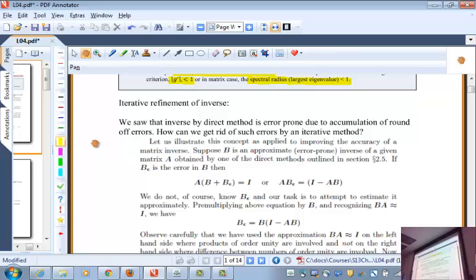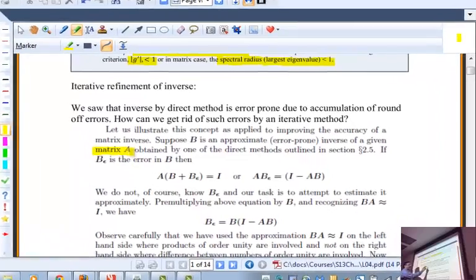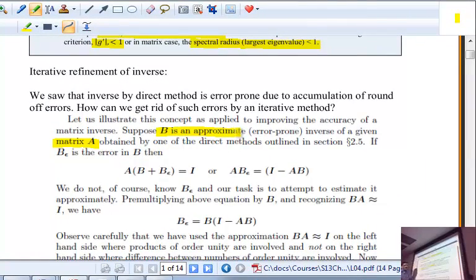Okay? So if I have a direct method that has errors introduced by round-off errors, why can't I apply an iterative method on top of that to get rid of the round-off errors? So you get a very good initial guess for your iterative method by using the direct method. That's one way of looking at it. Here the idea is illustrated for just finding the inverse. So suppose you give me the matrix A, and I need to find its inverse B, which is error prone, because I'm using one of the direct methods for finding the inverse.